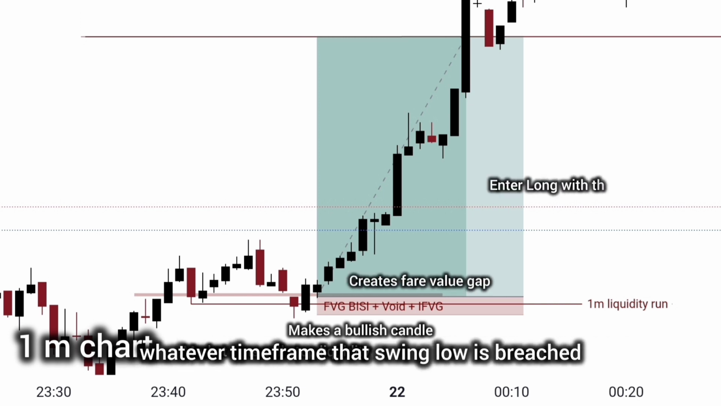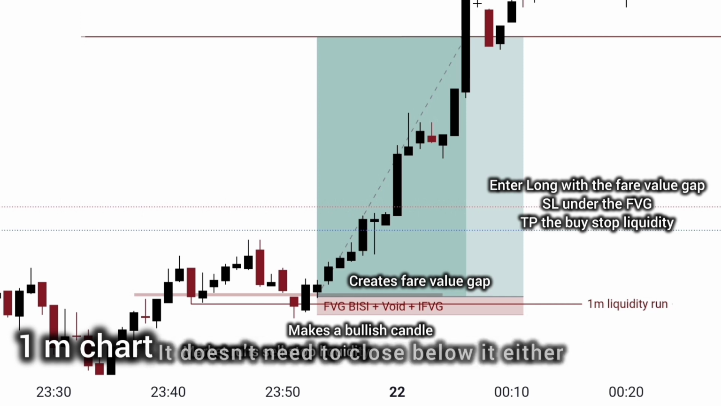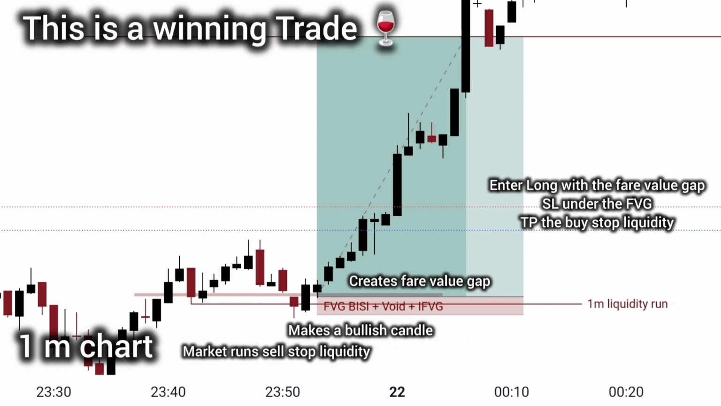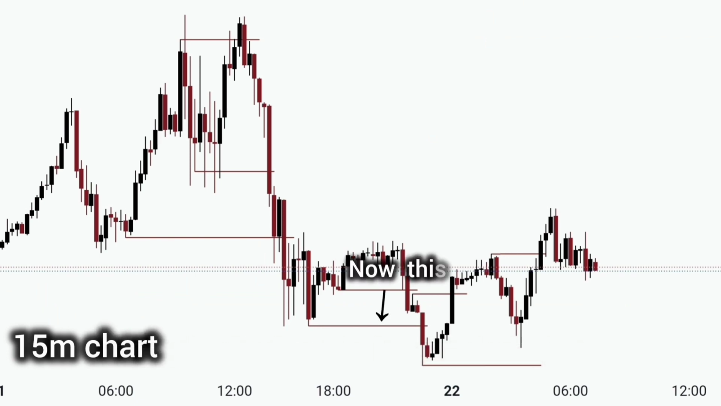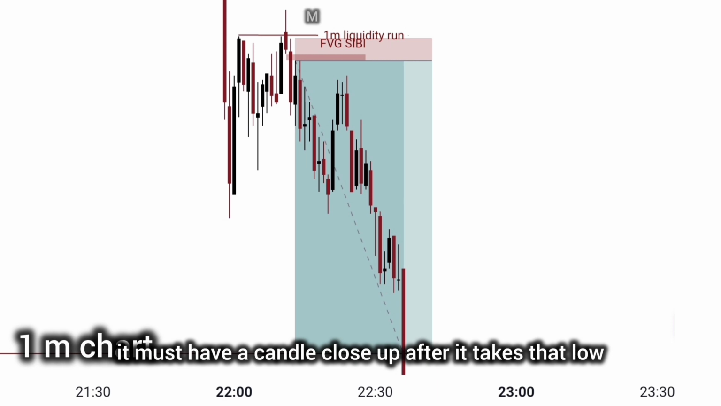Whatever time frame, whether it be the 1 minute or 5 minute, whatever time frame that swing low is breached, it goes below it. It only needs to go by one tick. It doesn't need to close below it either. It just needs to go below it. That time frame that has the swing low, it must have a candle close up after it takes that low.